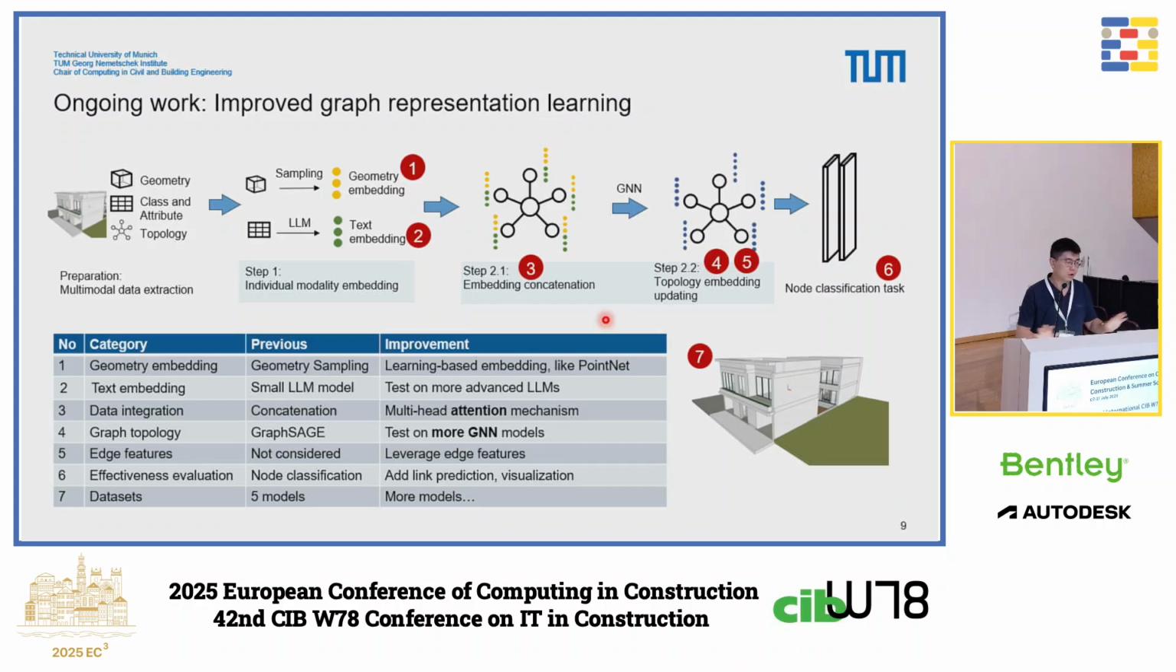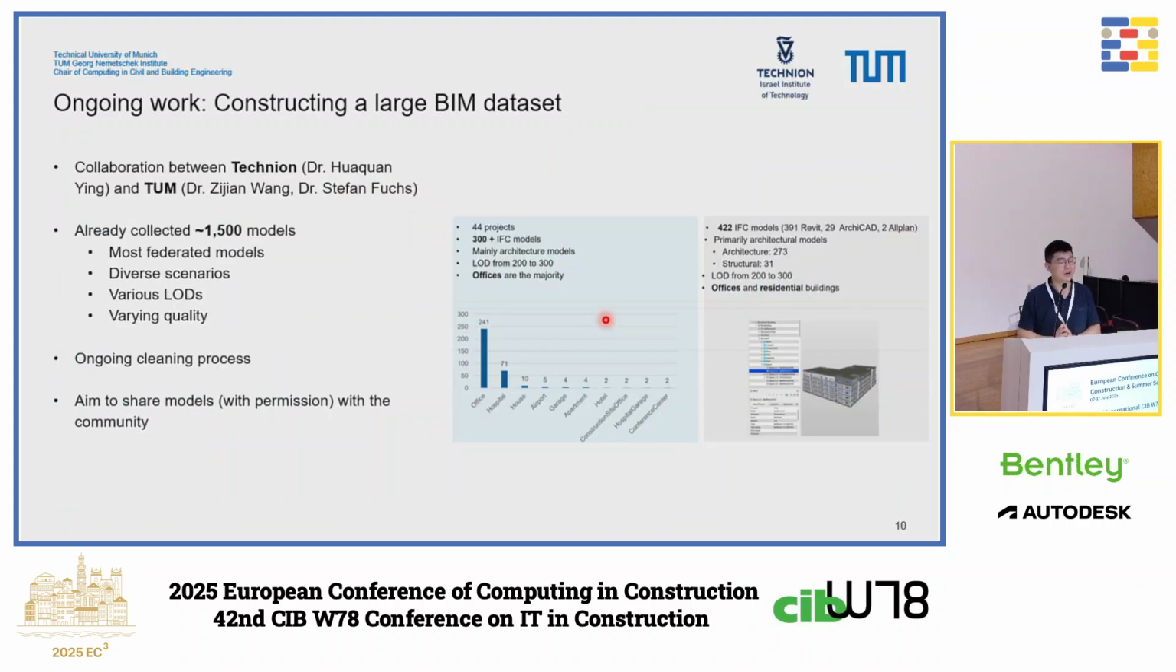Of course, we are going to improve the work by improving the embedding techniques for each modality, as well as how to merge them together. But more importantly, we are constructing a larger BIM dataset. It is a collaboration between Technion and TUM. Until now, we have already collected more than 1,500 models, most of them federated models, with diverse scenarios, diverse LODs, and diverse qualities.